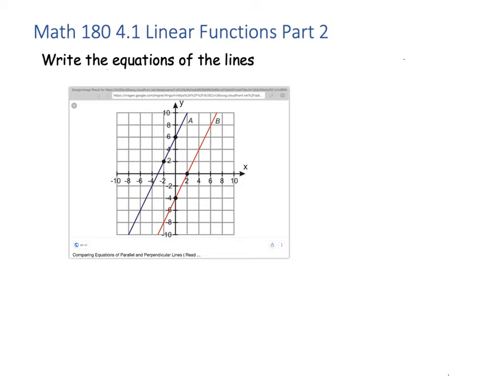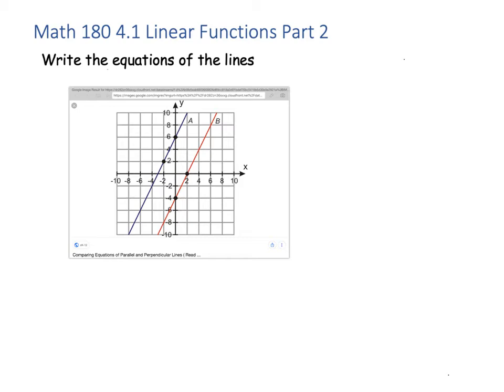We want to get an equation in the form of y equals mx plus b, where b is the y-intercept and m is the slope. So for this case, b is easy to pick out. It's that point (0, 6). So the y-intercept is 6. It's the y value that the line crosses the y-axis.